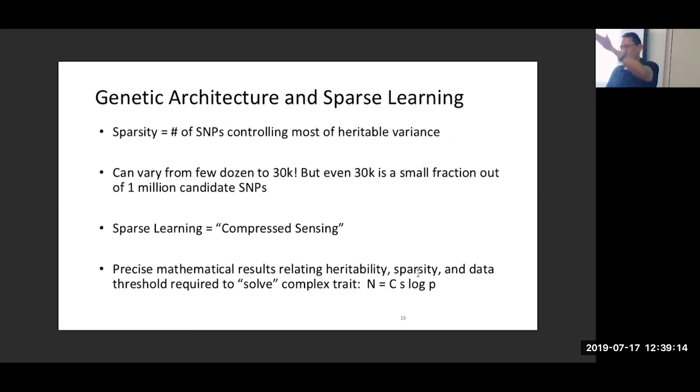If we think about it as a vector of effect sizes, only a very small subset of the entries of this vector are non-zero. And so there is a kind of mathematical framework, which in signal processing, if we went over to the electrical engineering department or computer science department, they might call it compressed sensing. There is a very strong mathematical framework around solving these kinds of sparse learning problems.